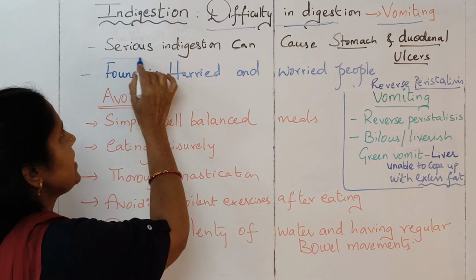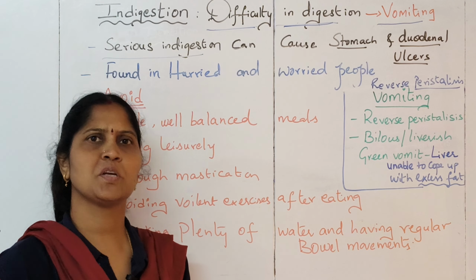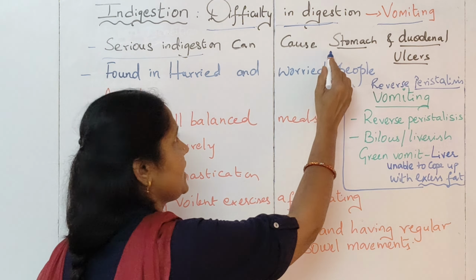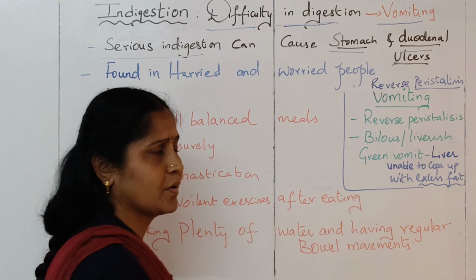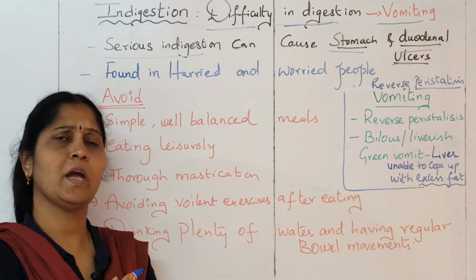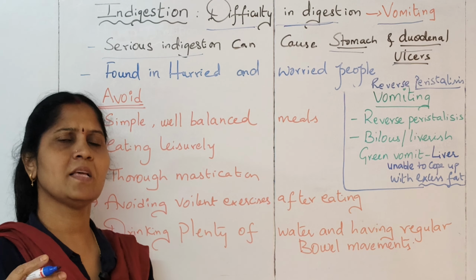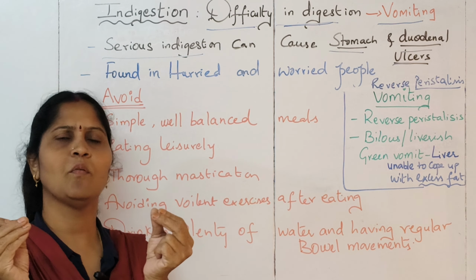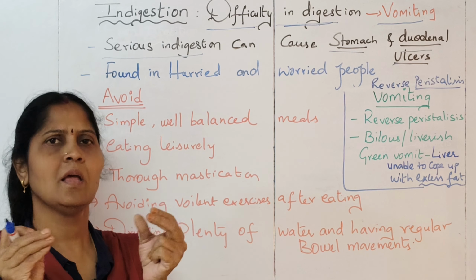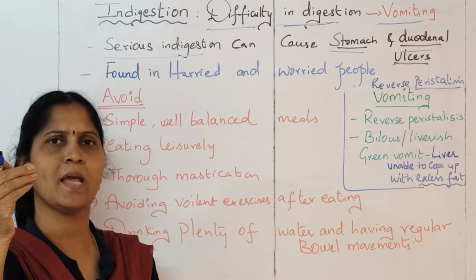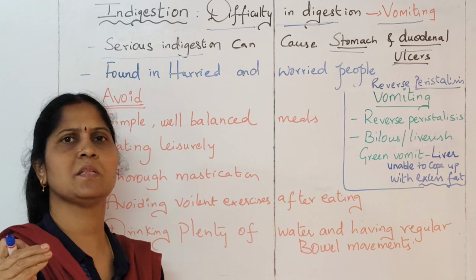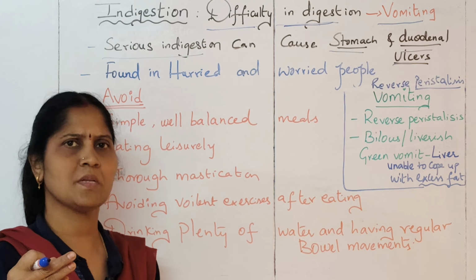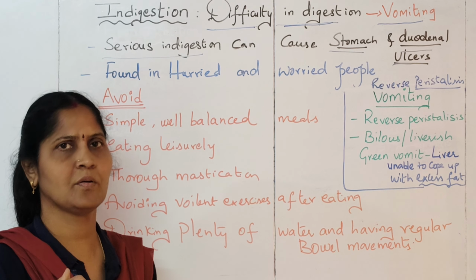Then coming to serious indigestions, that is, if there is chronic indigestion from many days, it can lead to problems like stomach and duodenal ulcers. So in the previous video, I told how ulcers can occur. That is, the hydrochloric acid which is present in the stomach will attack the linings of the stomach and it can produce the ulcers, which will be wound-like developments that will take place in the stomach and duodenum, that will cause severe digestion-related problems and also a lot of suffering.